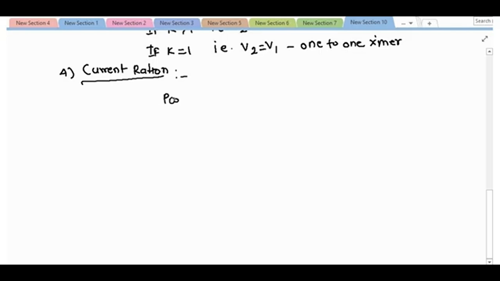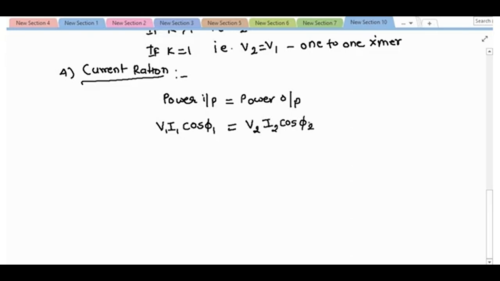So I can write down power input equals power output, neglecting the losses. So what is power input for AC? It is VI cos phi. So for the power input, primary voltage V1 into primary current I1 into cosine of the angle between V1 and I1. Similarly, for output power I can write down V2 I2 cos phi 2. Why? Because the power formula we know, power is nothing but VI cos phi.